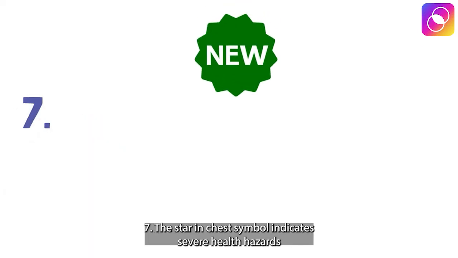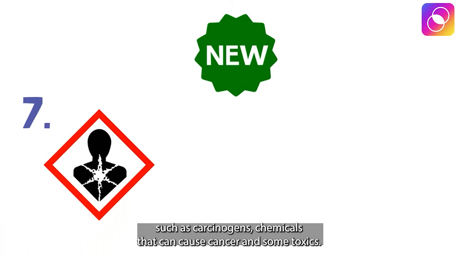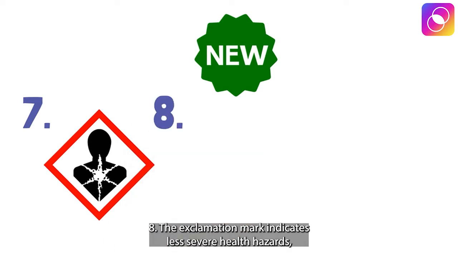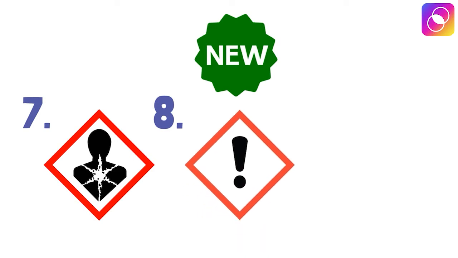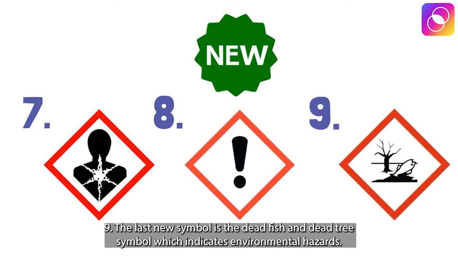7. The star in chest symbol indicates severe health hazards such as carcinogens, chemicals that cause cancer, and some toxics. 8. The exclamation mark indicates less severe health hazards such as irritants and sensitizers. 9. The last new symbol is the dead fish and dead tree symbol, which indicates environmental hazards.